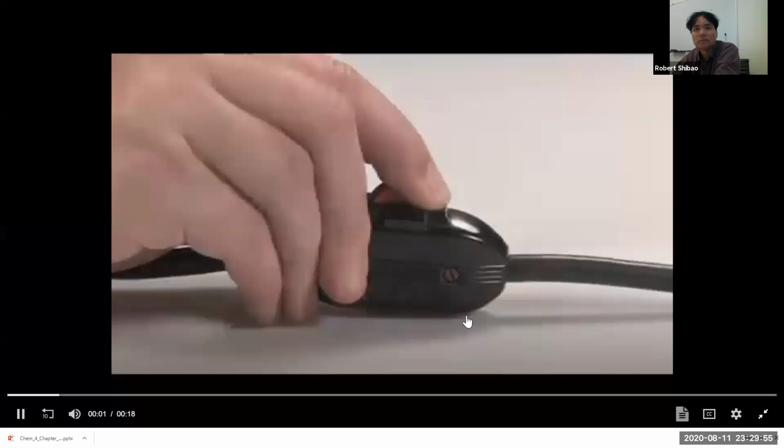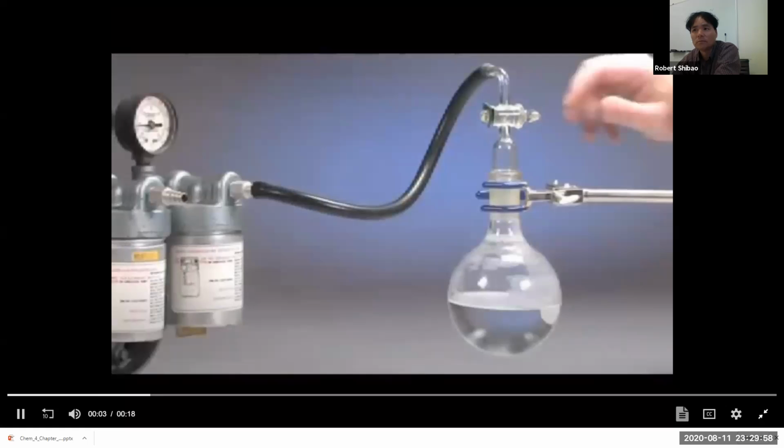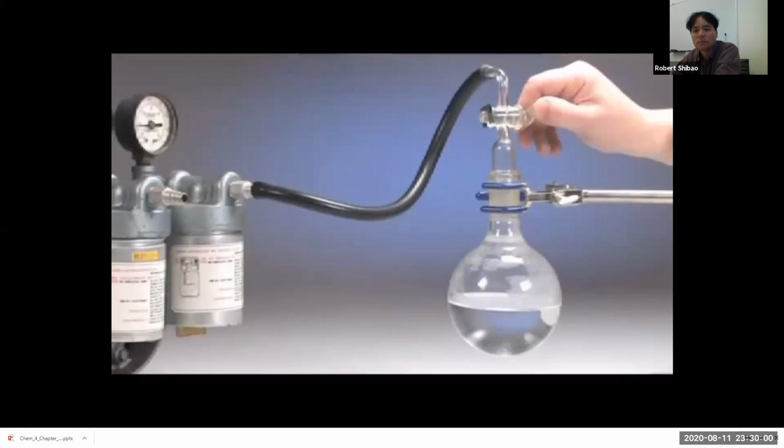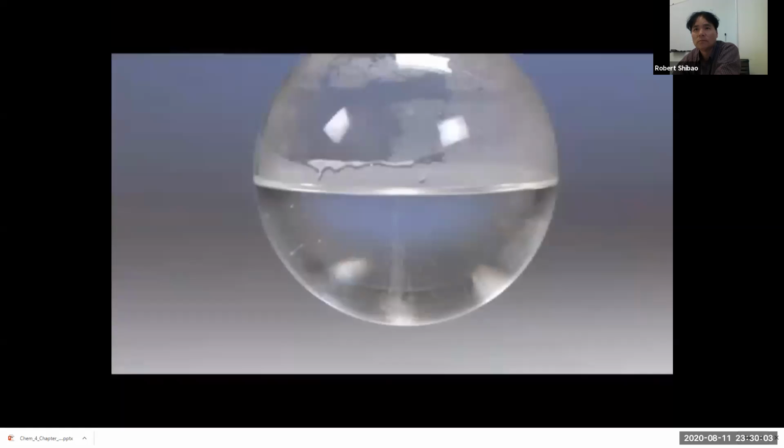Water sits in a flask at room temperature. A vacuum pump is started and connected to the water flask. The water boils even though no heating has occurred.